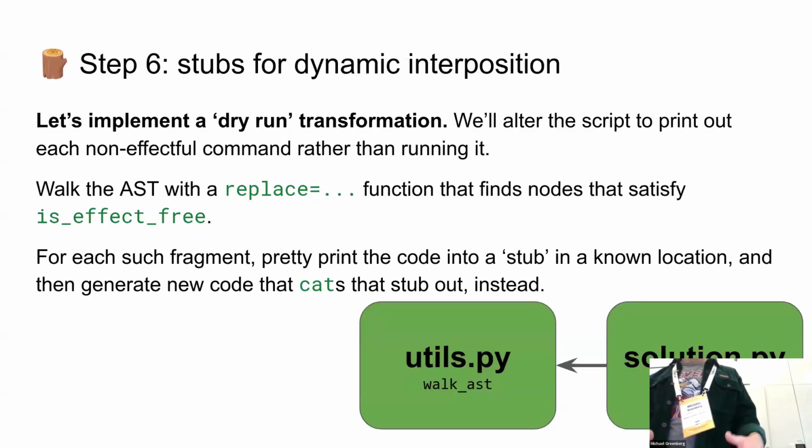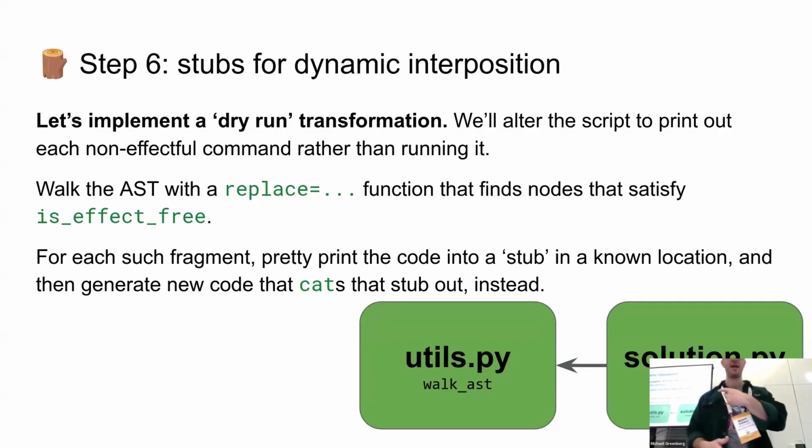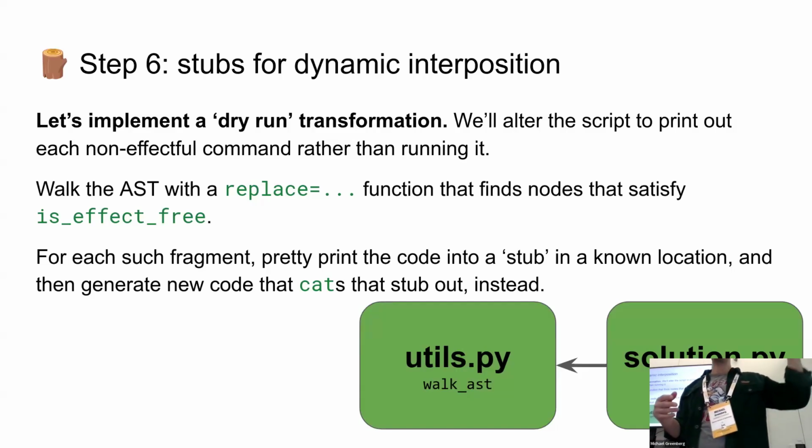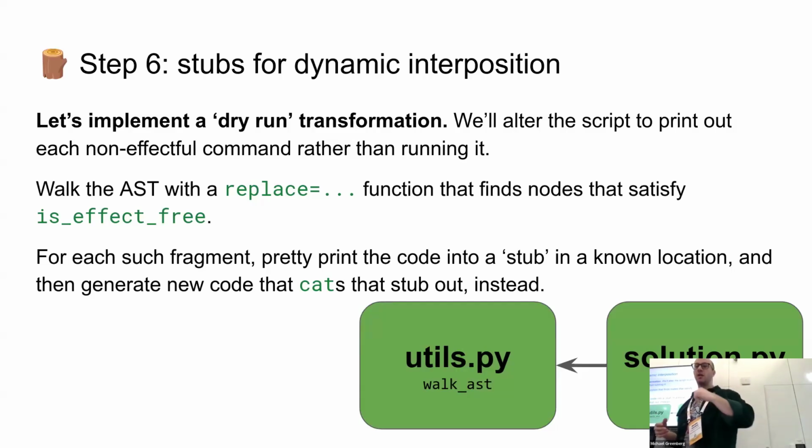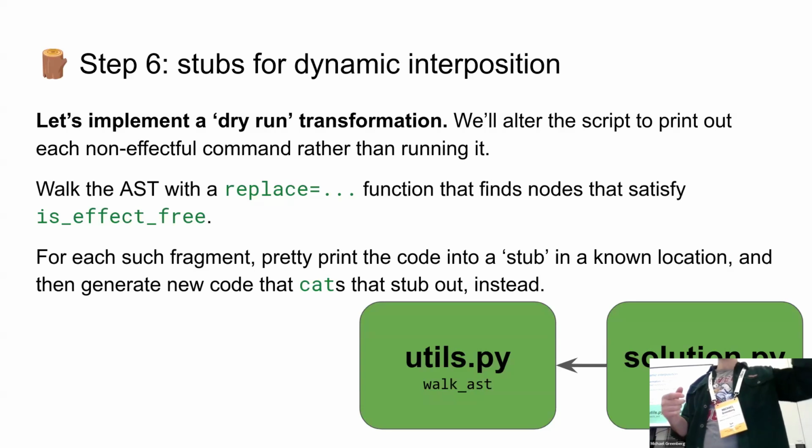So let's start with step 6. Here we're going to work in solution.py again. We're going to do just a dry run transformation. What this does is it's going to identify these stubs that are non-effectful. And in the replace, we're going to replace them with a call to cat of the saved stub.